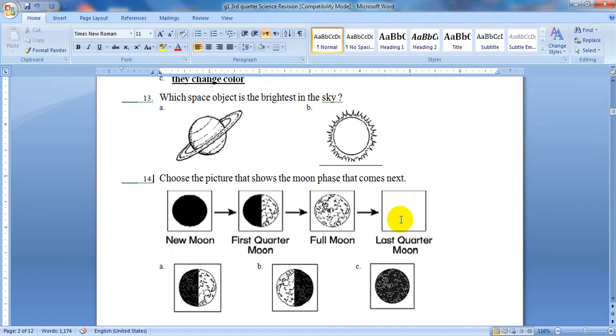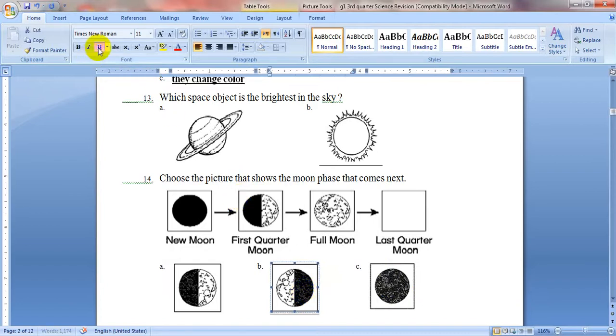Where is the last quarter moon? Is it letter A, the one which is dark on the left side and light on the right one? Or letter B, the one which is light on the left side and dark on the right one? Or letter C, the one which is all dark? The last quarter moon is letter B.